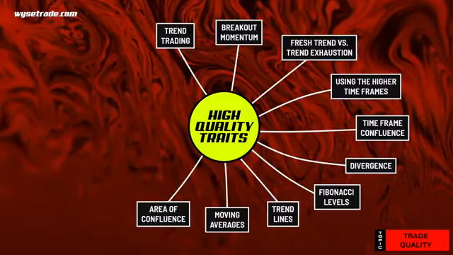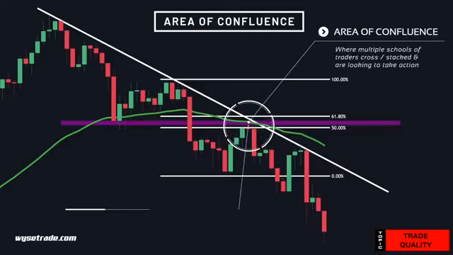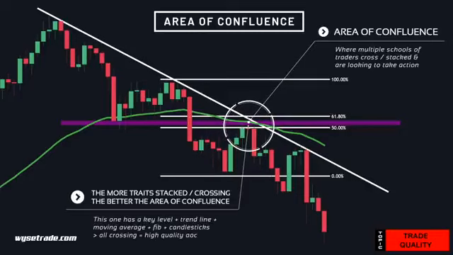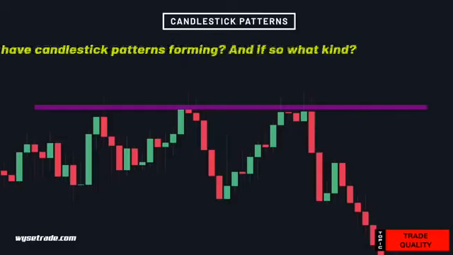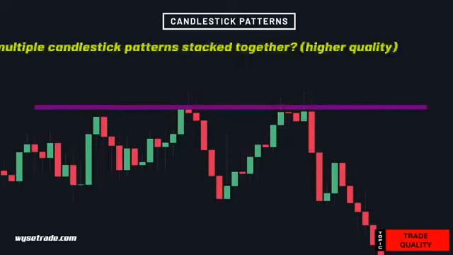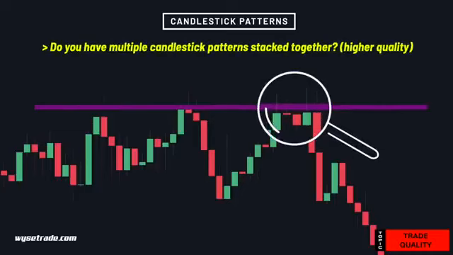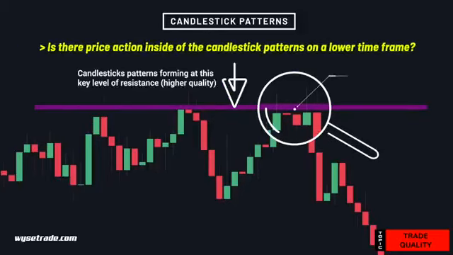Next, areas of confluence. Are you at an area of confluence? And if so, how many traits are stacked at the area of confluence? The more that are stacked together at the access point means the higher the quality of the area of confluence. Next, candlestick patterns. Do you have a candlestick pattern forming? And if so, what kind? Do you have multiple candlestick patterns stacked together? Is the candlestick pattern forming at a key level? Is there price action inside of the candlestick on the lower time frame?